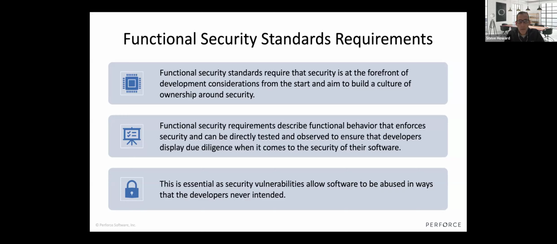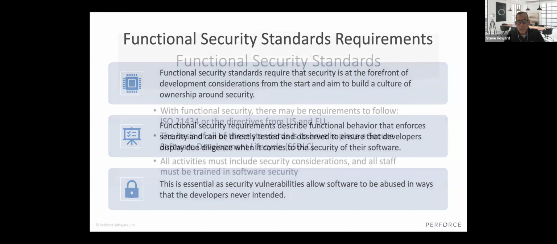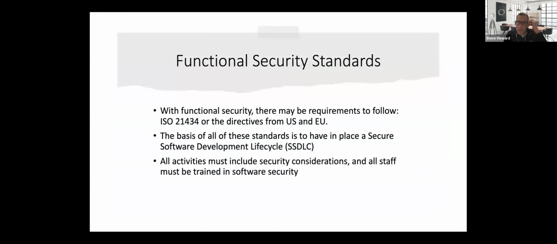So really, the essential here is that security vulnerabilities allow software to be abused in ways that the developer never intended, but also that the operator or the user is not intending. And that's where we need to guard against those vulnerabilities. So functional security standards, as I say, are a relatively recent development. 21434, the ISO standard 21434 for automotive, is a relatively recent development. I think it was 2021 when that was released.